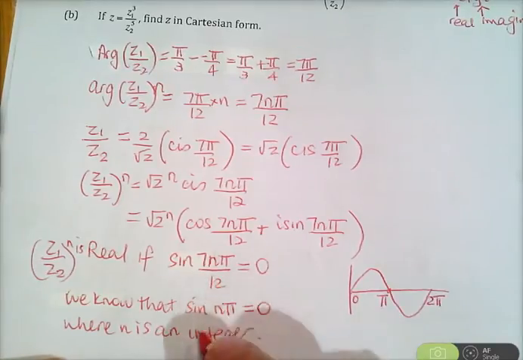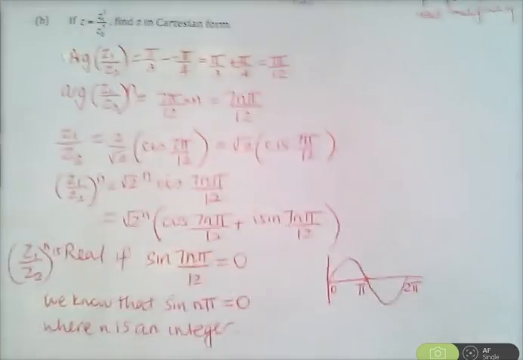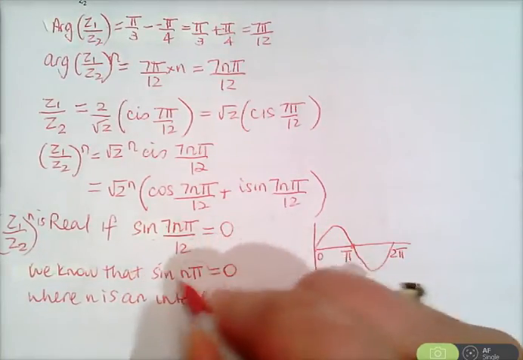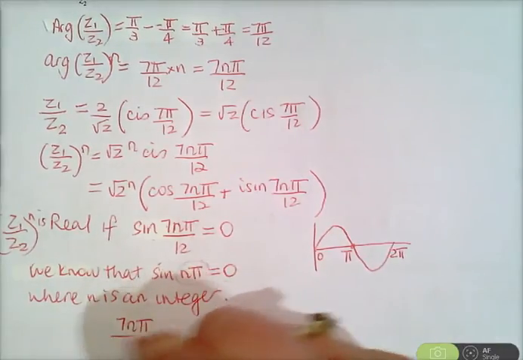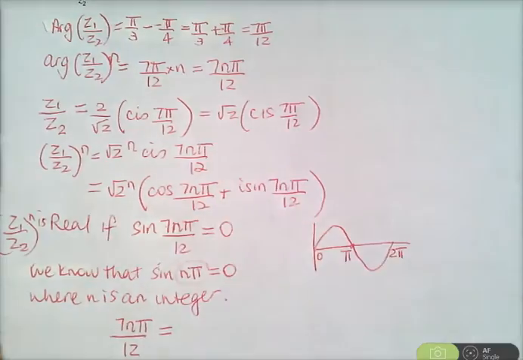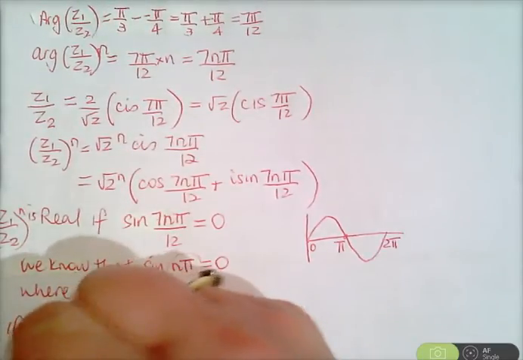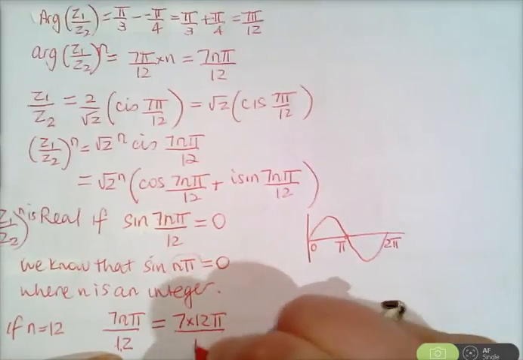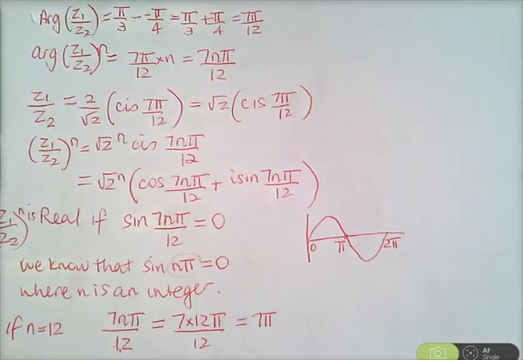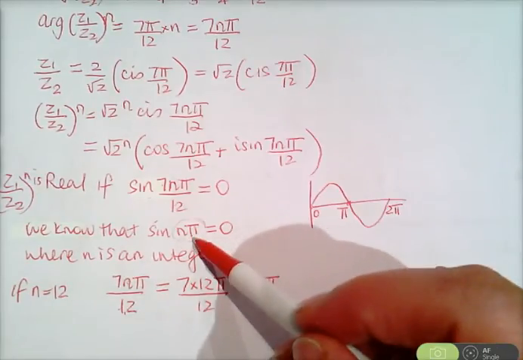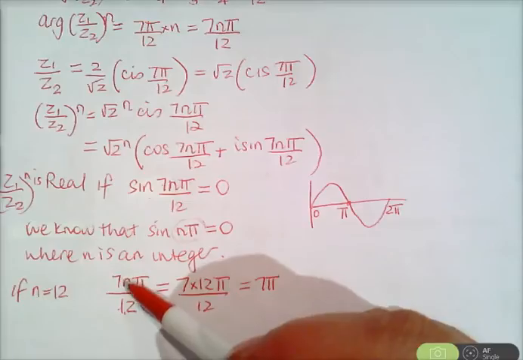Now, the first time that we will get 7nπ/12 equaling an integer multiple of π would be if n was 12, because we're trying to cancel out the denominator of 12. So if n equals 12, we get 7 times 12π on 12, which happens to be 7π. And that would be the first time that this will give me a whole number there. It'll only happen when n is 12.